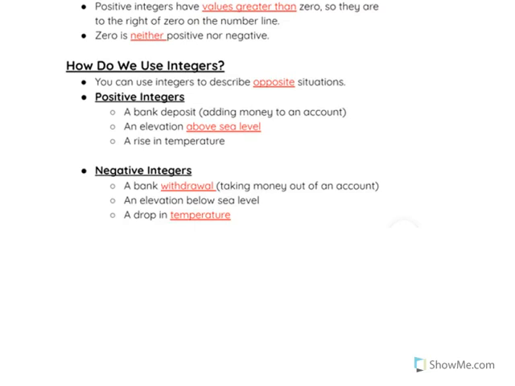So how do we use integers? You can use integers to describe opposite situations. Positive integers, we could use to describe a bank deposit, so adding money to an account. We can use a positive number to describe an elevation above sea level. And we can use a positive integer to state a rise in temperature. When we want to use a negative integer, we're going to do a bank withdrawal. That means we're going to take the money out of an account. When we're talking about an elevation below sea level, or when we're talking about a drop in temperature.